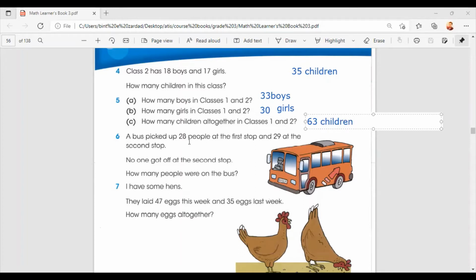A bus picked up 28 people at the first stop and 29 at the second stop. No one got off at the second stop. How many people were on the bus? So it means all the people are still on the bus. No one got off the bus. So 28 plus 29 equals 57. 57 people were on the bus.